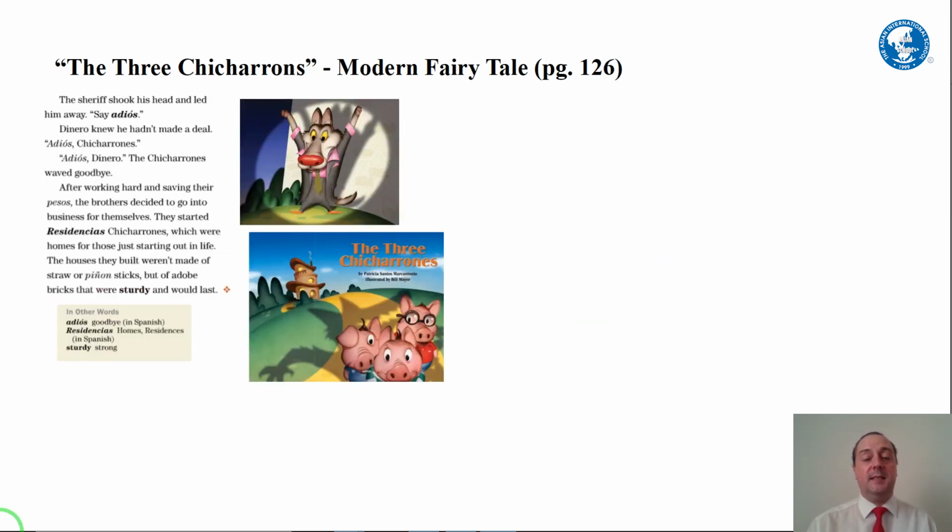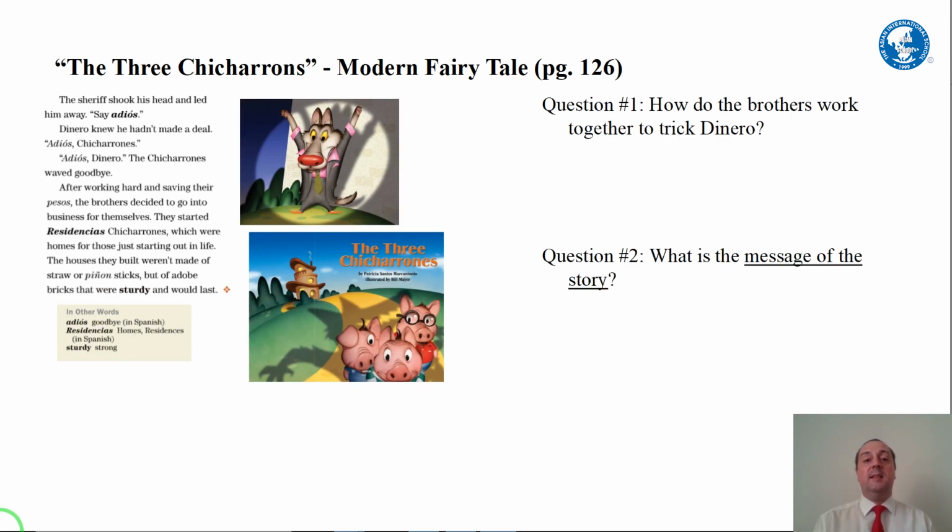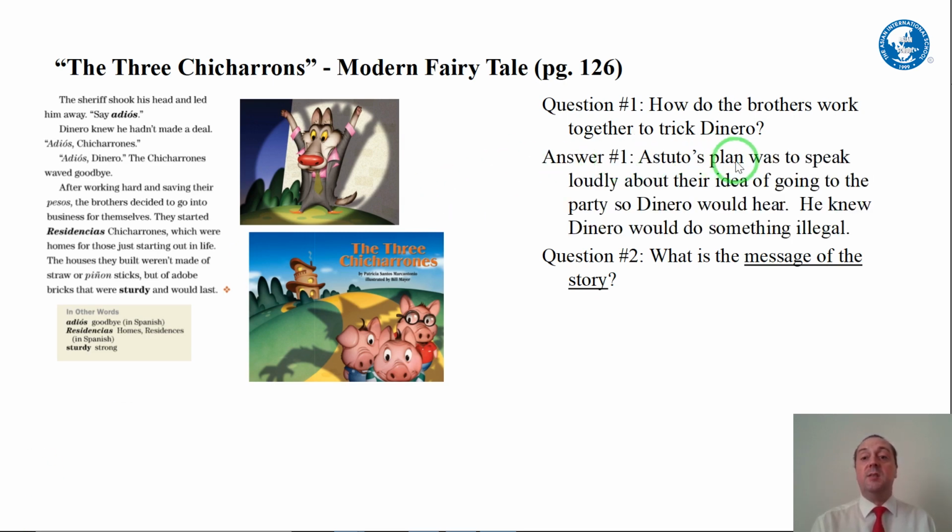Here's page 126 and the end. Read this last page and answer the two questions on your screen. Okay, how do the three brothers work together to trick Dinero? Well, Astuto's plan was to speak loudly about their idea of going to the party so Dinero would hear. He knew that Dinero would do something illegal. Aha! Now, what is the message of the story?